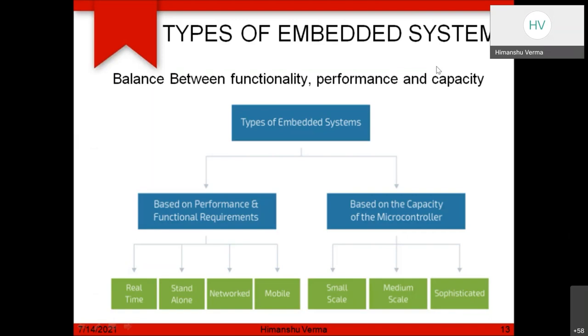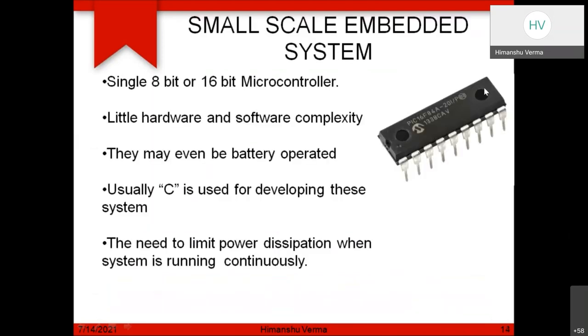I think there was some question, but I am on full screen, so I missed that. Yes, sir, there is a question. What about the output power rating of an embedded system? This is from Nikita Rajpurohit.